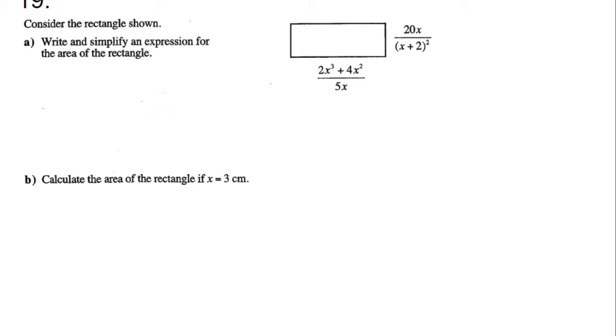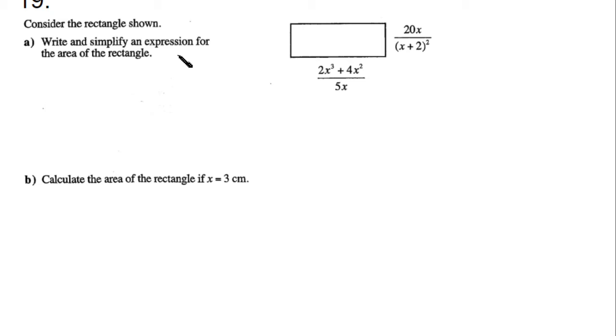This is question 19 from the Rational Expressions and Equations unit. Consider the rectangle shown. We have a rectangle here where we have expressions for the length and the width. Write and simplify an expression for the area of the rectangle.